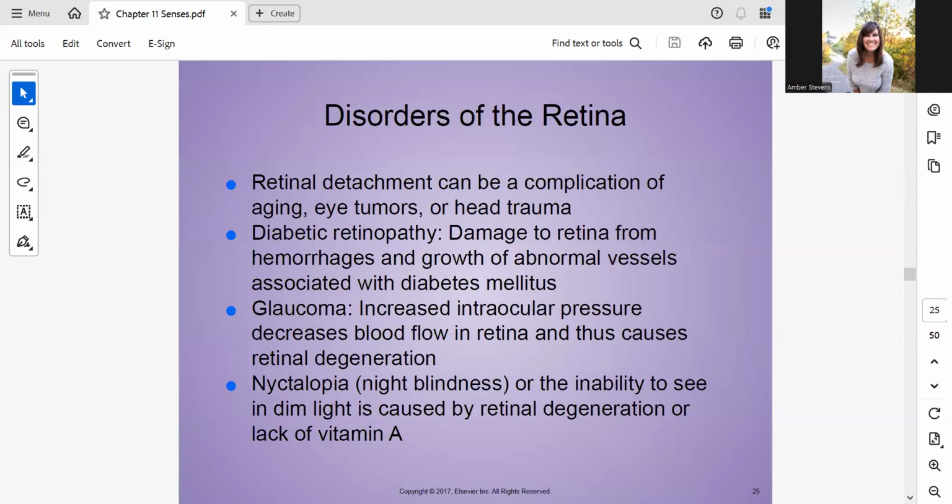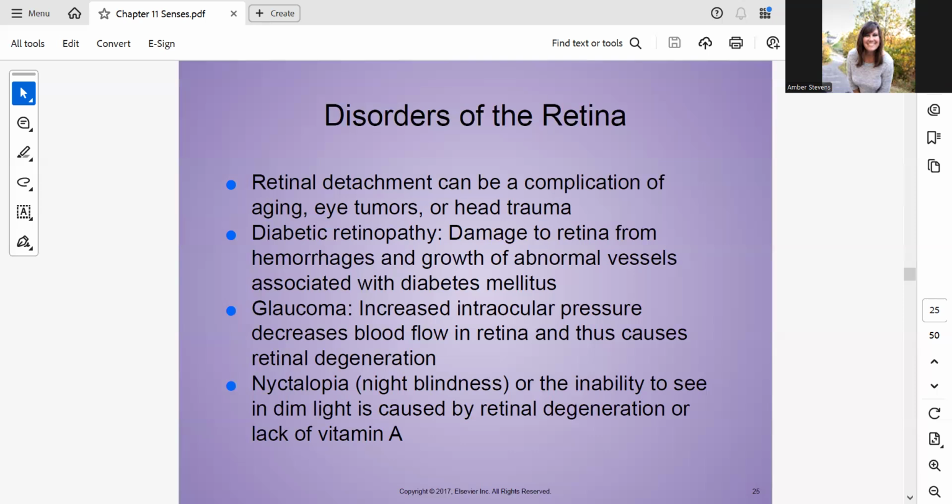All right, so disorders of the retina. This is the light sensitive layer at the back of the eye that plays a crucial role in vision. So these conditions can significantly impact vision and often require early diagnosis and treatment. So retinal detachment, this is a condition where the retina separates from the underlying layer of supportive tissue. This can happen due to age, trauma to the head, or eye tumors. It is a medical emergency that can lead to permanent vision loss if it's not treated promptly.